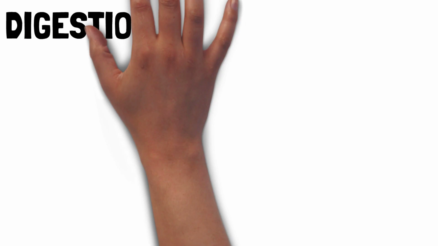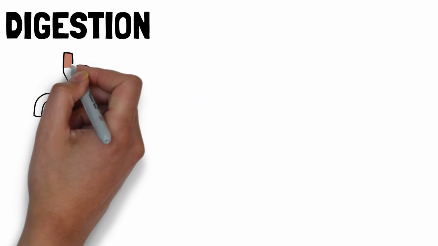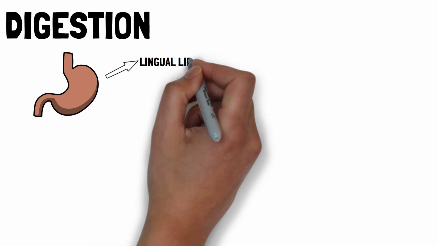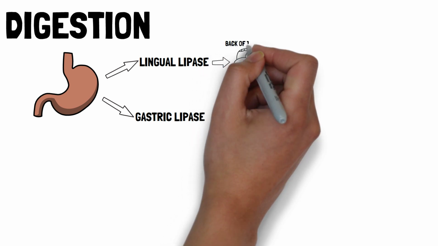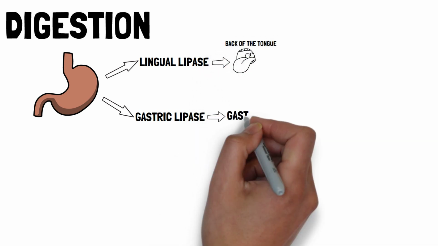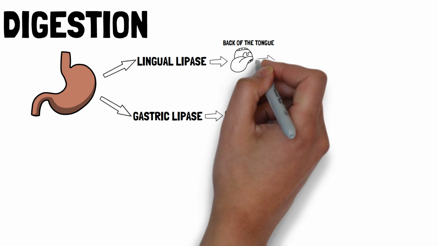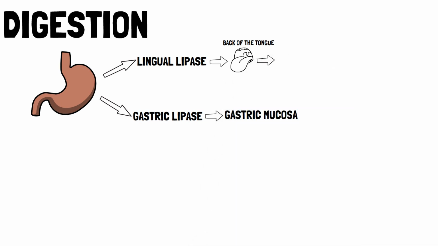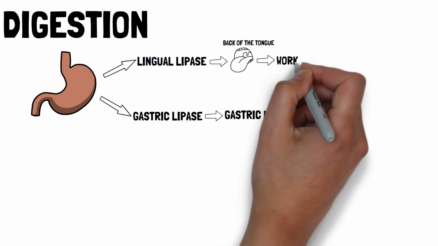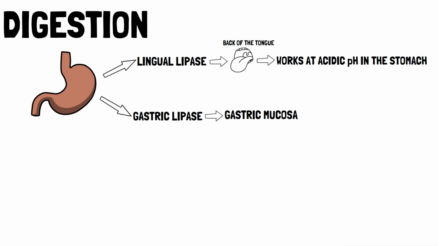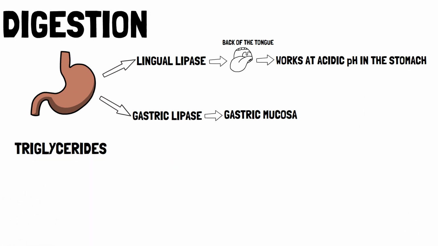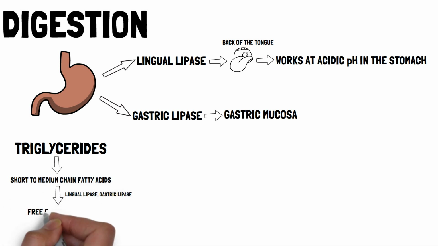Digestion is the first step in lipid metabolism. The first step of digestion primarily occurs in the stomach with the help of lingual lipase and gastric lipase. Lingual lipase originates from the glands at the back of the tongue, while gastric lipase is secreted from the gastric mucosa. Lingual lipase, just like gastric lipase, is most active at slightly acidic pH. That's why it is more effective in the acidic environment of the stomach than in the neutral pH in the mouth. Triglycerides containing short or medium-chain fatty acids are hydrolyzed by these enzymes, releasing free fatty acids and glycerol.